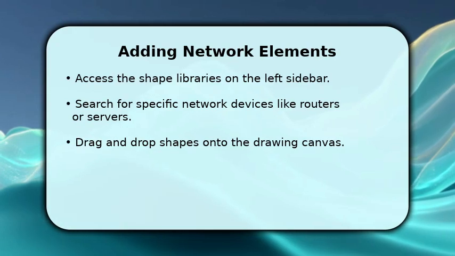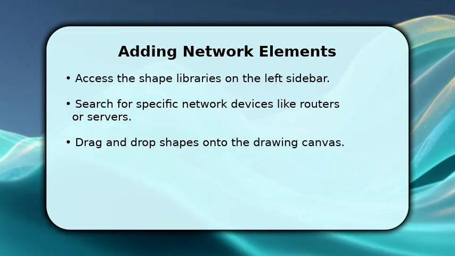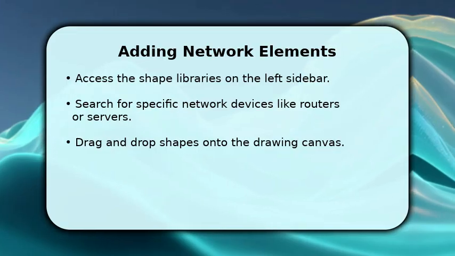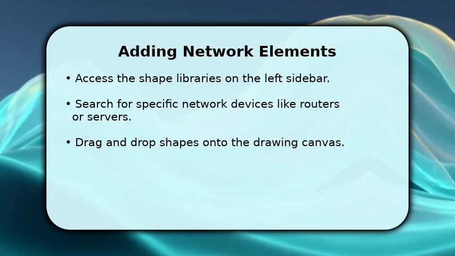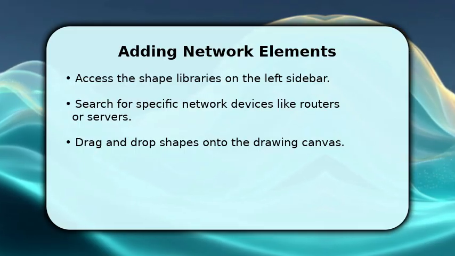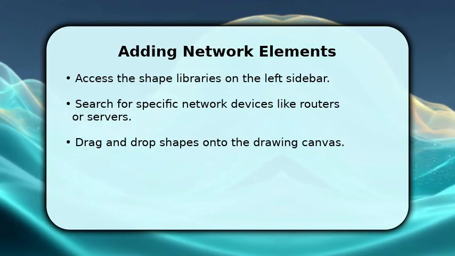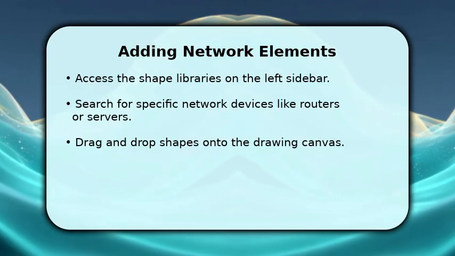To build your network diagram, start by exploring the extensive shape libraries on the left-hand side. You will find categories for networking, servers, and more. Simply drag and drop the desired components, such as a router or a firewall, onto your canvas. Adjust their size and position to accurately represent your network layout. This process is straightforward and highly customizable.